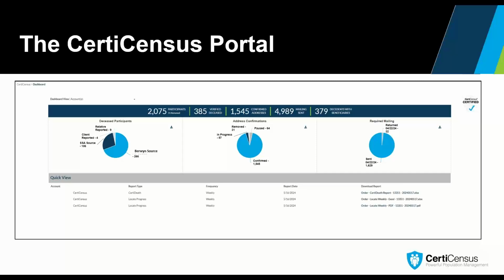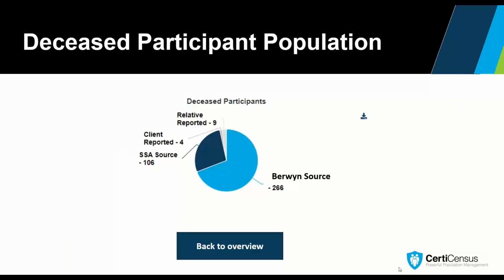And then any relatives that we've reported based off deceased participants, you can see how many beneficiaries have been reported as well. So now we're going to dive into each pie chart just because there's a lot going on with each different category. The first pie chart is about our deceased participants. And you'll notice there are a couple of different statuses here.